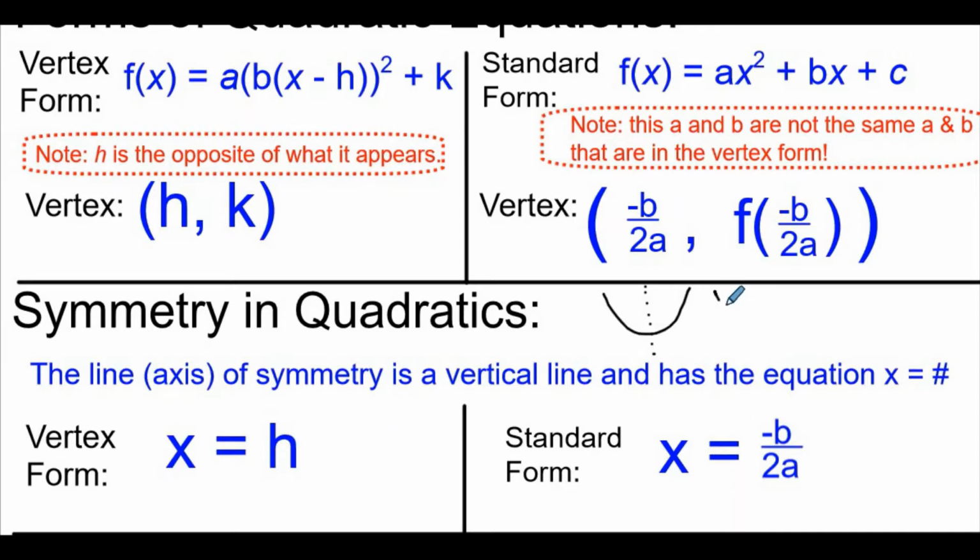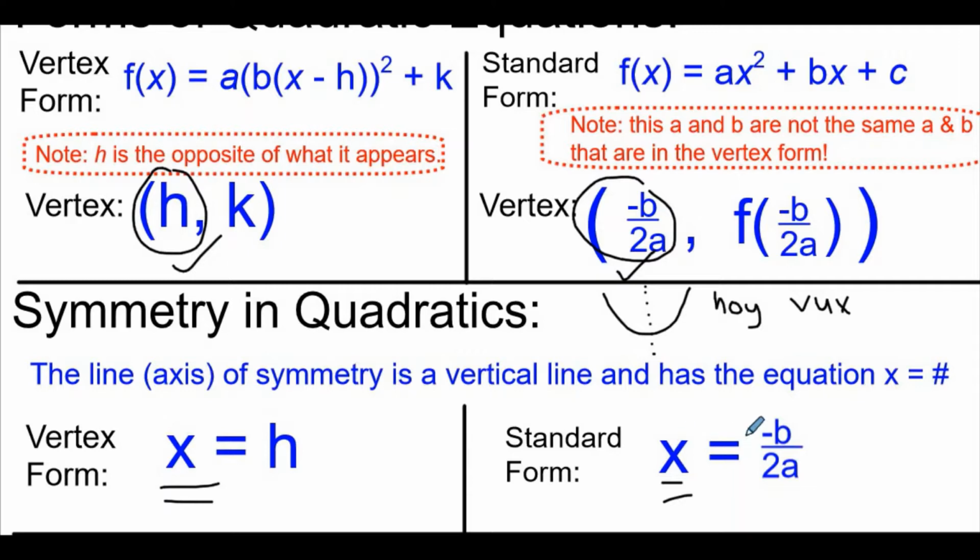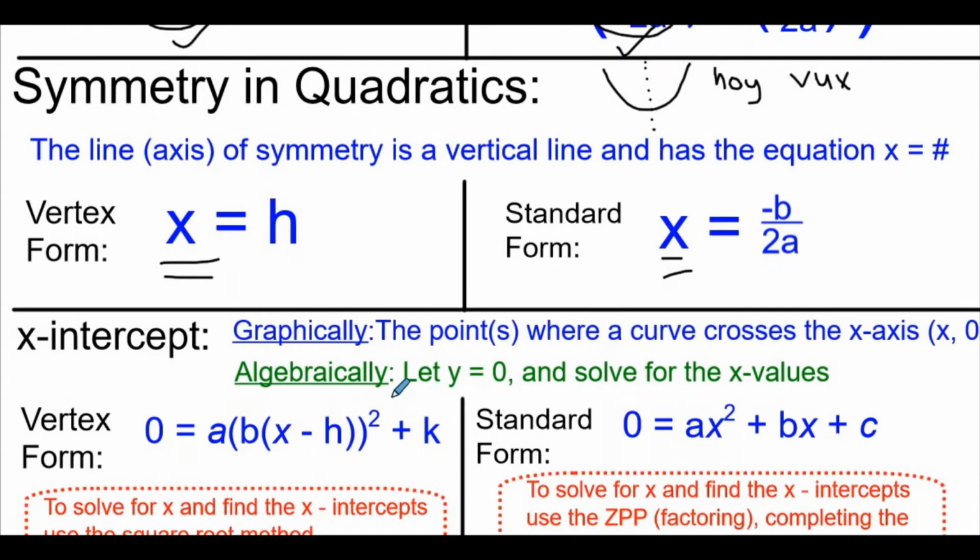Please remember the mnemonic device HOY-BUX, which stands for horizontal lines have 0 slope and have an equation of y. And the BUX part is vertical lines, which is what we're using in this part, have an undefined slope, and their equation to describe them is always an x. The x matters when you're describing these. So the symmetry line for vertex form is x equals h, and the line equation in standard form is x equals the same location. These are the exact same thing. It's just different to find them based on the equation. So it'd be x equals minus b over 2a. All right, so pause and write down notes.